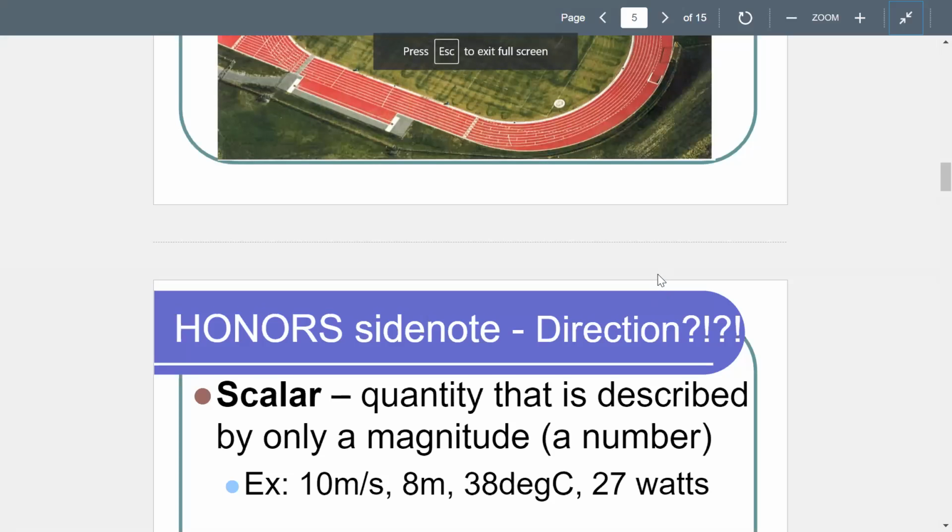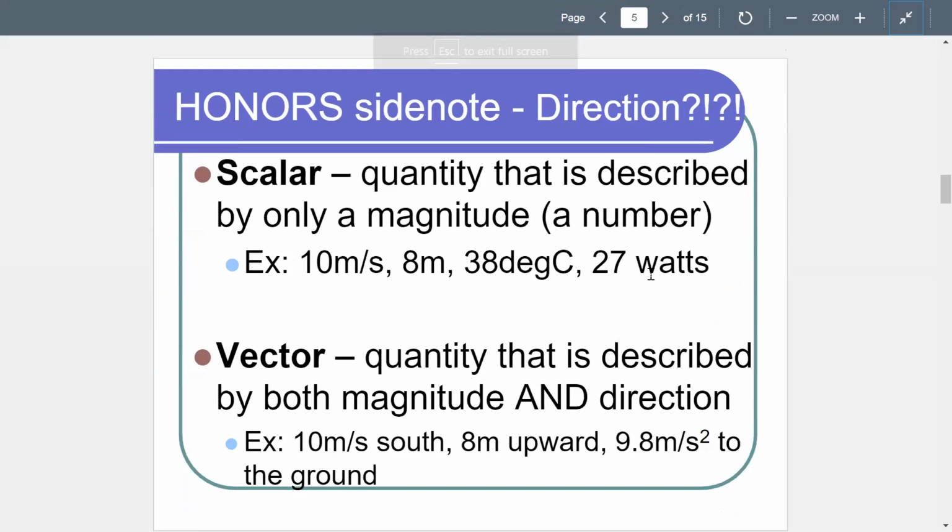As we move into it, it's going to talk about these two ideas of scalar versus vector. A scalar is a quantity that describes only magnitude, and magnitude means number. It means how much. It's like quantity. That's another way to say that. And a vector is a quantity that describes the magnitude, the quantity, the number, and direction.